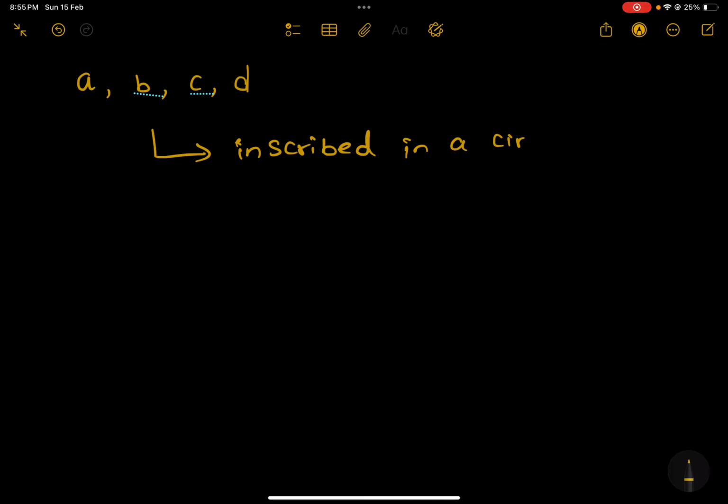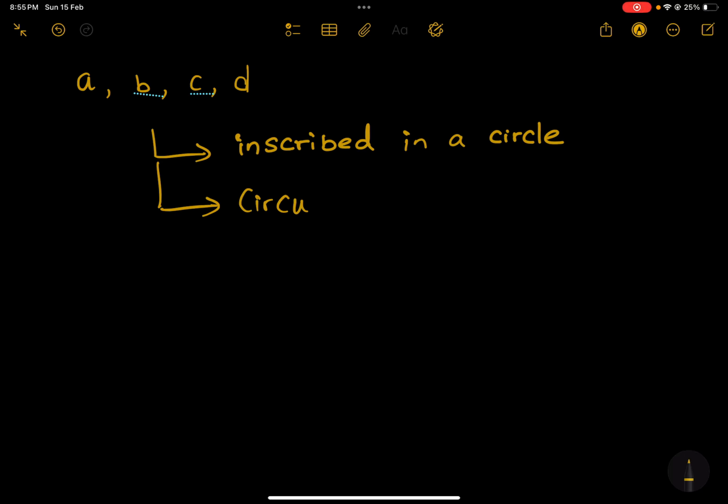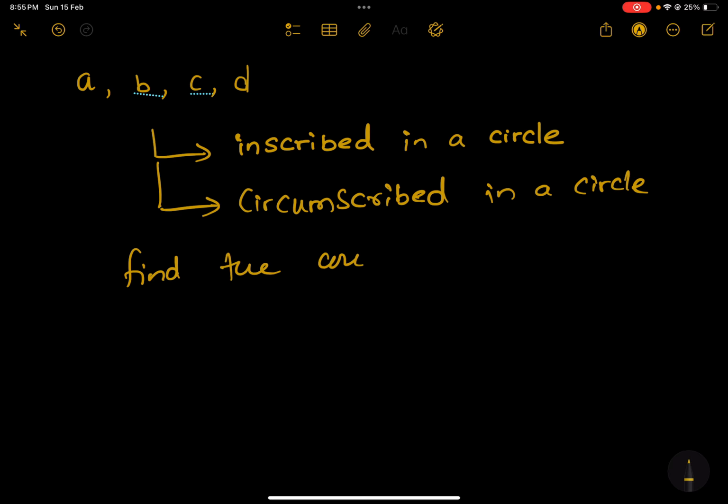So the question goes like this. There is a quadrilateral with side lengths A, B, C, D, and this quadrilateral can be inscribed inside a circle. Alright? This can be inscribed in a circle and it can also be circumscribed about another circle. Now the question is, find the area of such a quadrilateral in terms of side lengths.